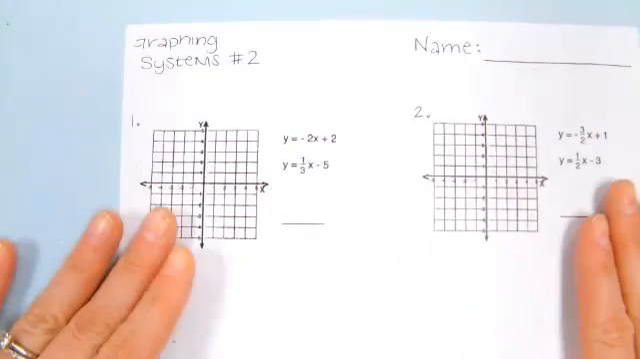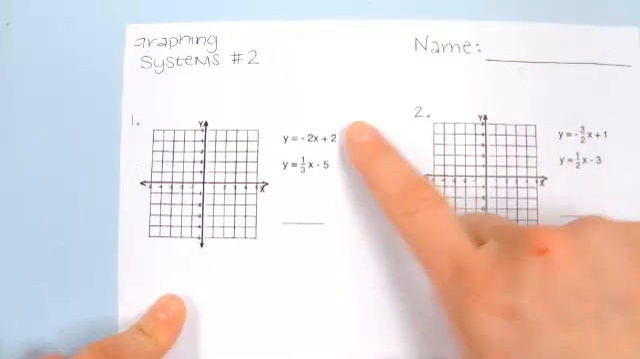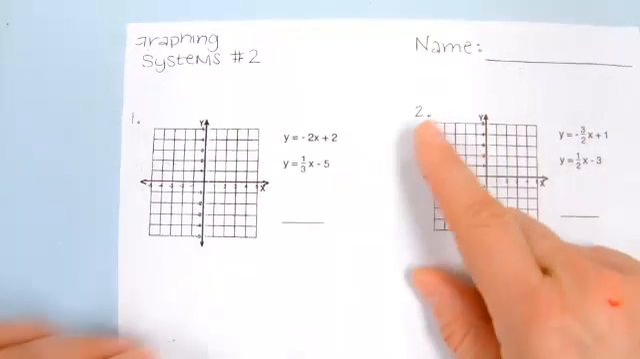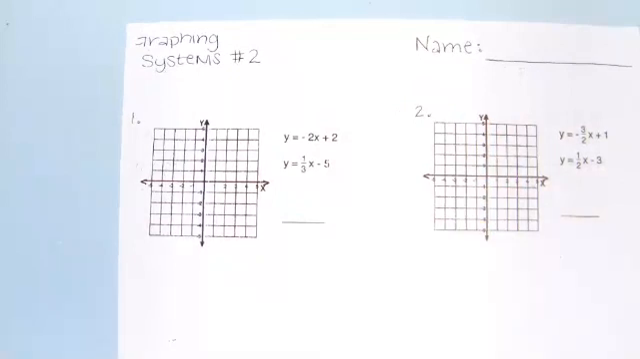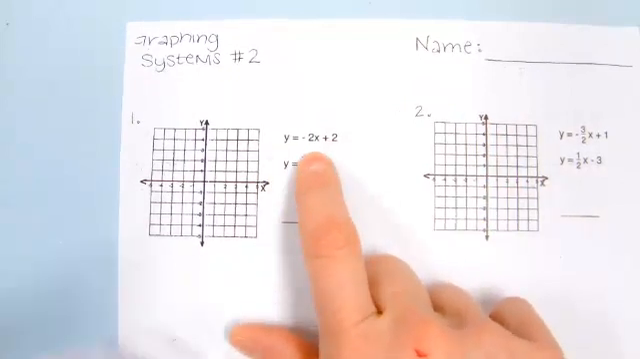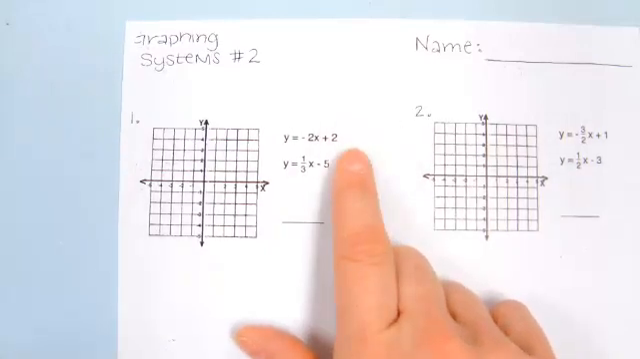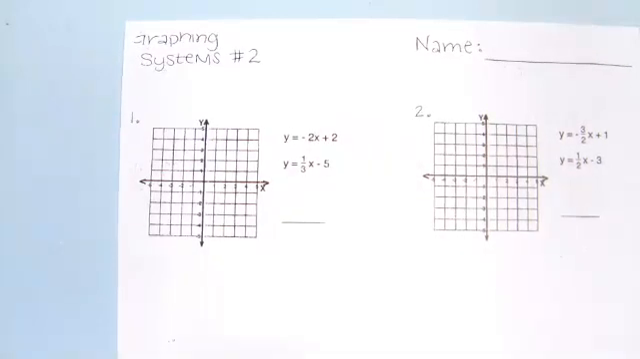If you've watched the notes video, you know that what we want to do is graph these two equations, graph the system, and see where they cross and give the answer. So, we're going to start with this first equation right here, y equals negative 2x plus 2, and we're going to identify our slope and our y-intercept. So I'm going to do that down here.